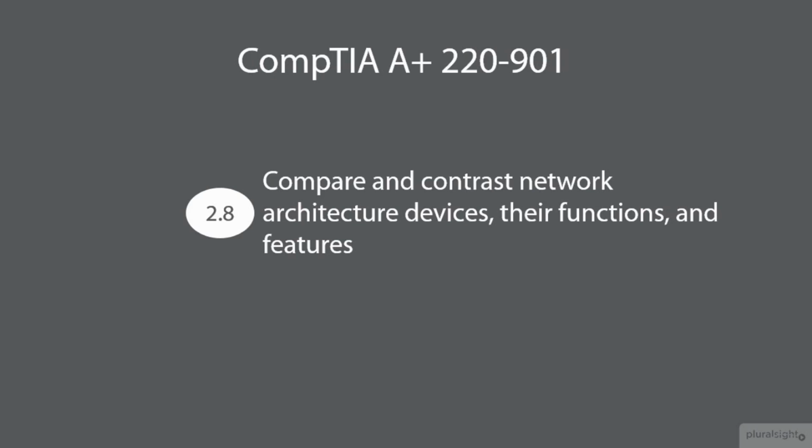Here's our specific CompTIA A+ 220-901 learning goal. It's 2.8, which says compare and contrast network architecture devices, their functions and features.